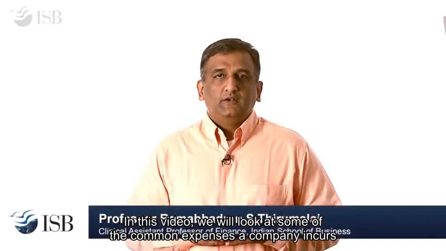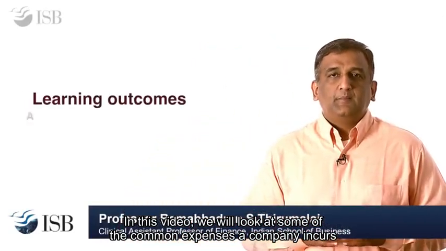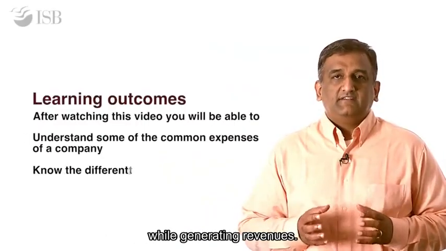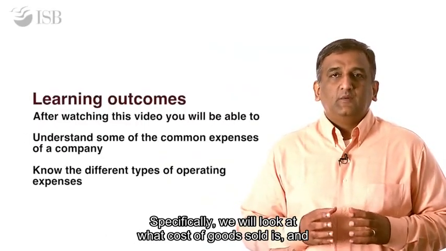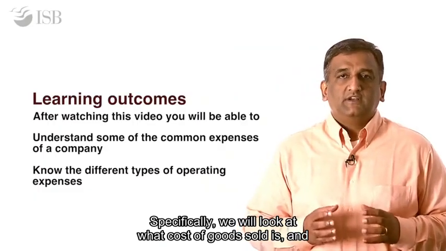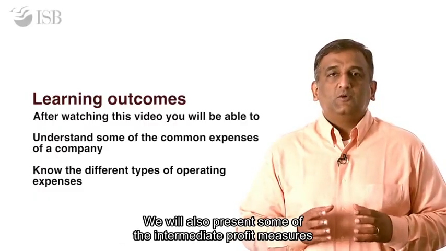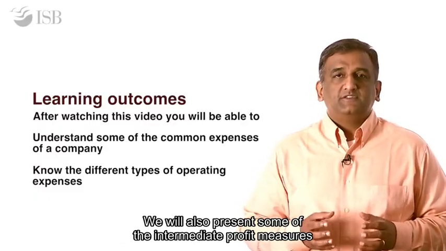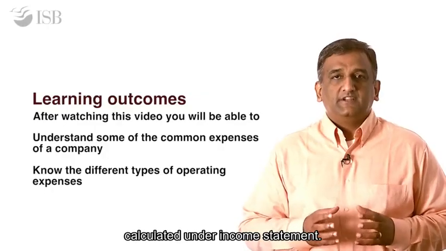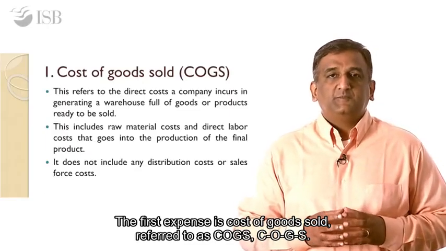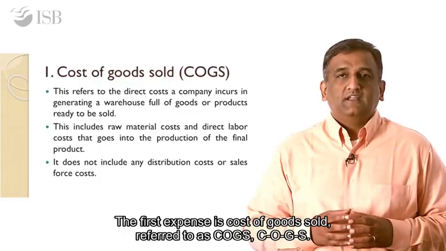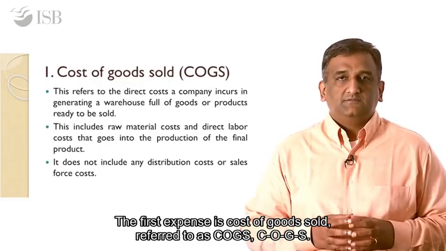In this video, we will look at some of the common expenses a company incurs while generating revenues. Specifically, we will look at what cost of goods sold is and the different types of operating expenses. We will also present some of the intermediate profit measures calculated on the income statement. The first expense is cost of goods sold, referred to as COGS, C-O-G-S.